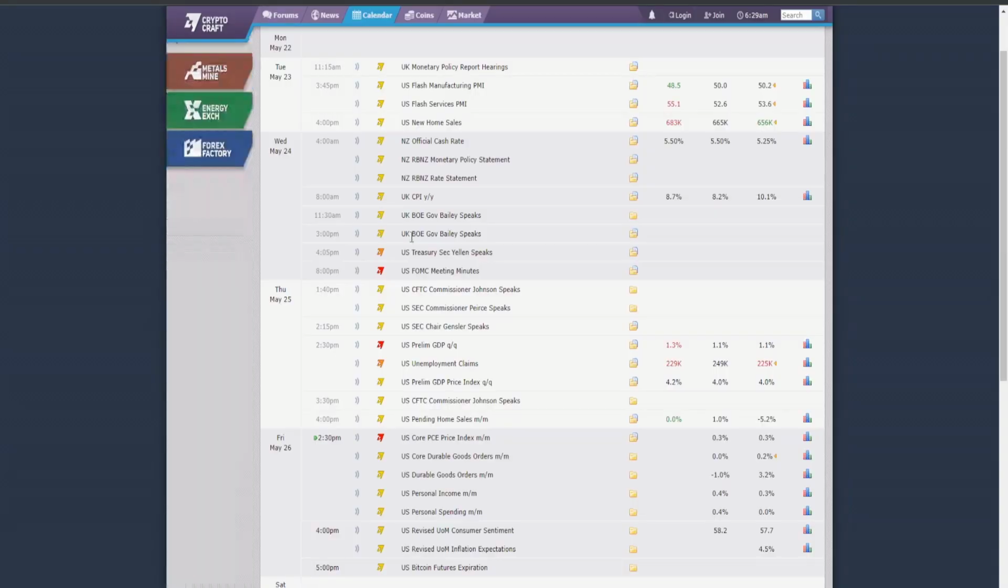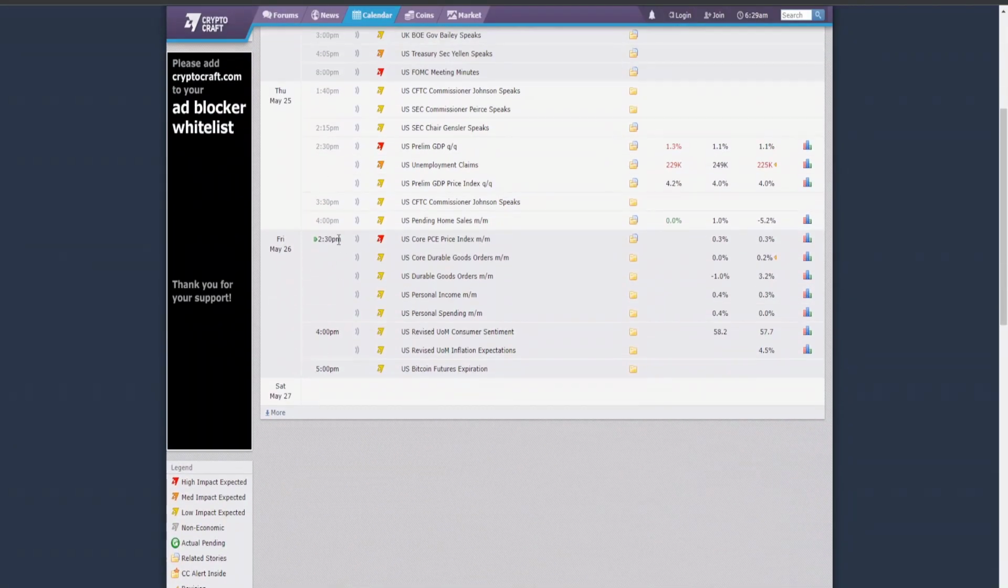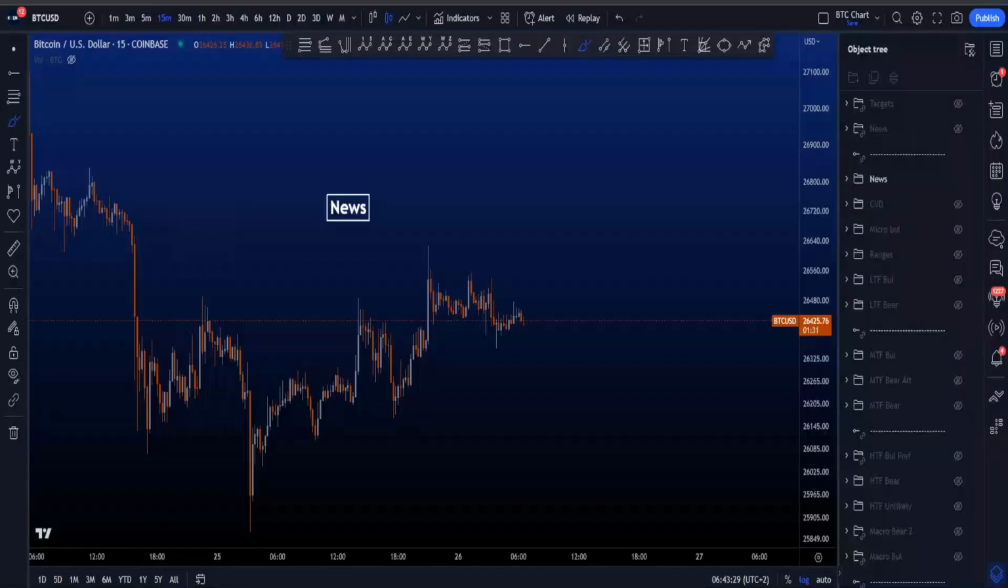And if we then look at the news, we do have news today at 2:30 p.m. Central European time, so make sure to trade safe around these hours.